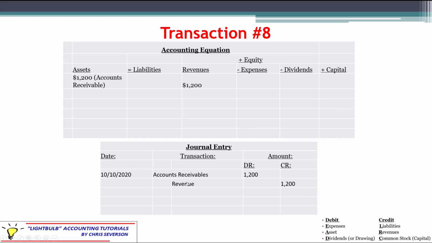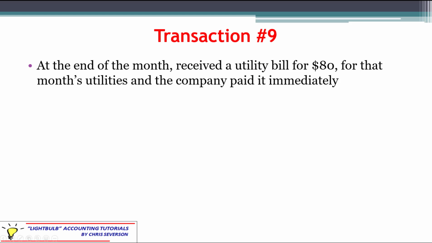Increased both of these accounts. Now if we get to transaction number 9. At the end of the month, we received a utility bill for $80 for that month's utilities, and the company paid it immediately. So that's a key phrase. We're paying it immediately. We're getting cash. We're paying cash right away in this situation.